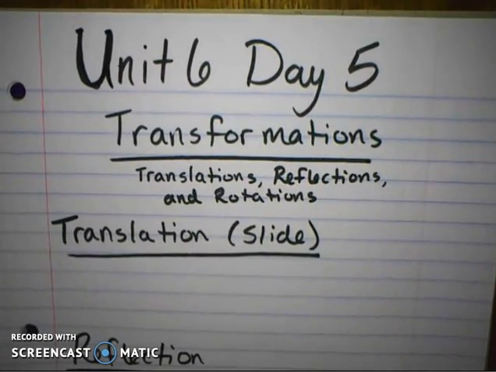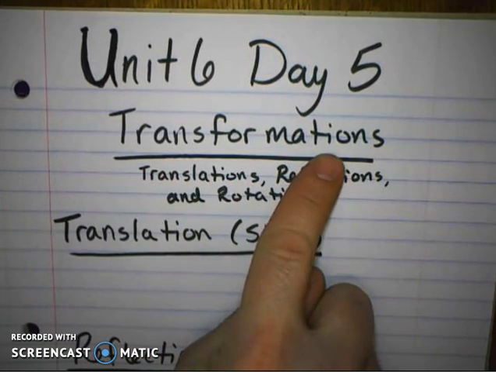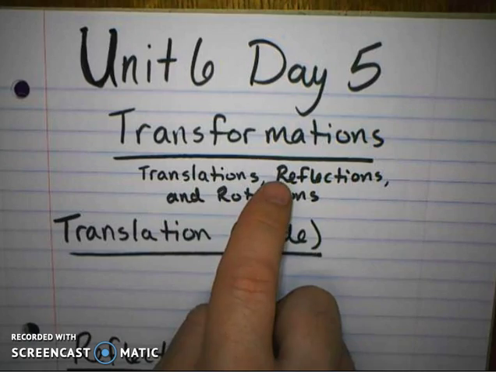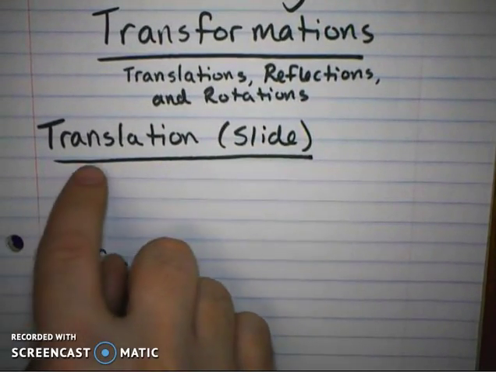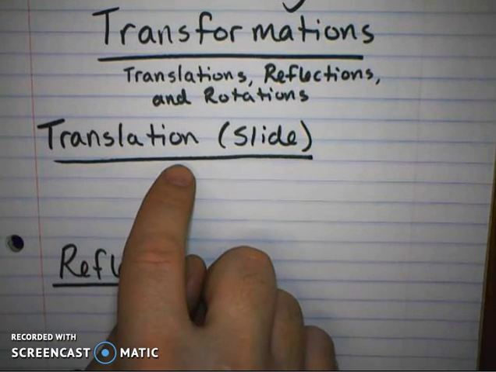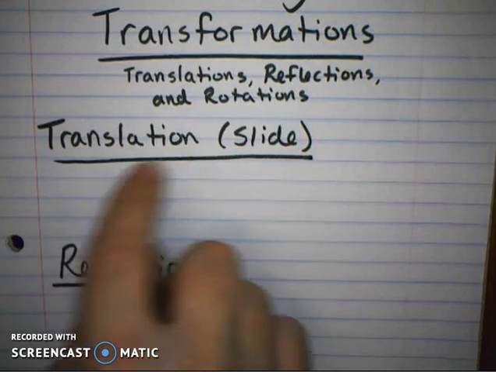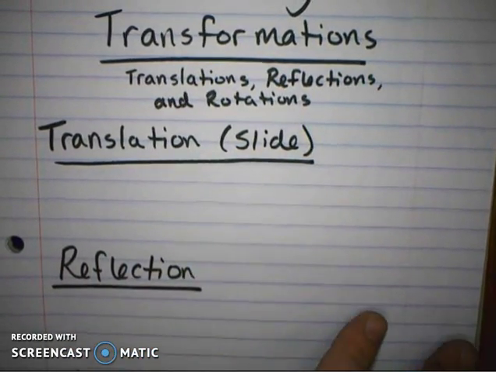But you do need to set up your note paper like this. You need to title it Unit 6, Day 5, Transformations. There's three kinds of transformations we're going to look at: translations, reflections, and rotations. So as you go through, I want you to title each one of these when you see the information I present with the translation, and then write your notes about transformations there. I'll kind of tell you what to write down as we get there.